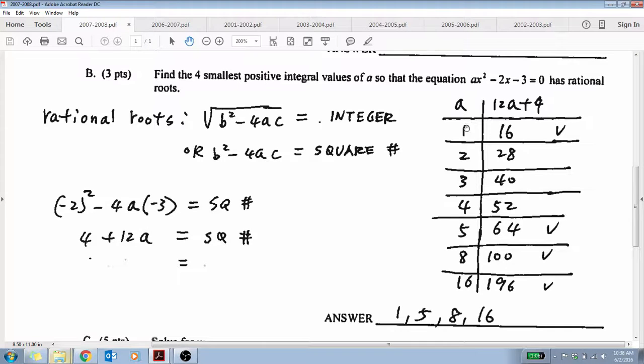So I have 1 would give me a perfect square, 5 would give me a perfect square, 8 would be a perfect square. I keep trying different numbers, 9, 10, 11, 12, 13, 14, 15. Those would not give me perfect squares. But if I plug a 16 in, I'd get 196, and that's going to be another perfect square. The square root of that would be 14. So with that being said, 1, 5, 8, and 16 would be your four smallest integral values so that you have rational roots, and that would be your final answer.